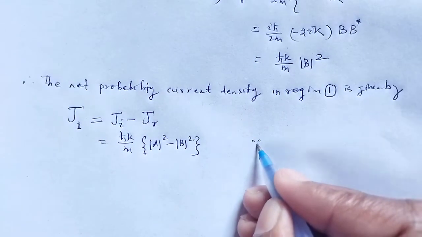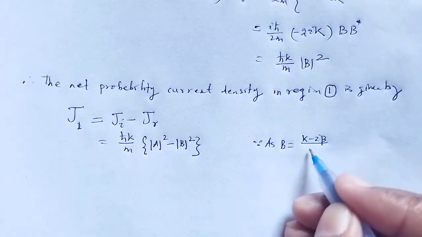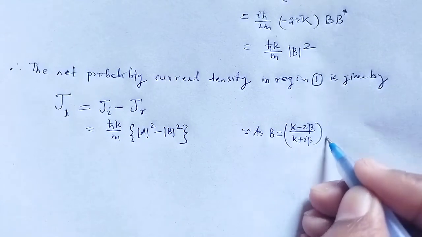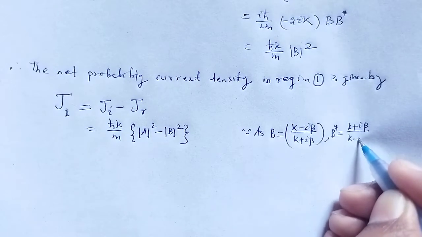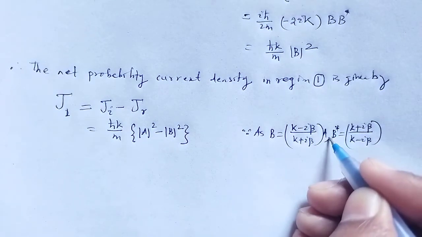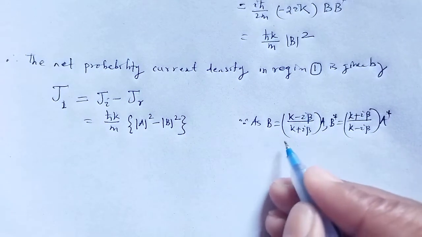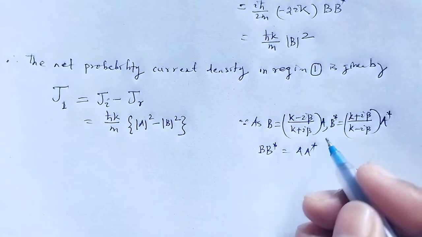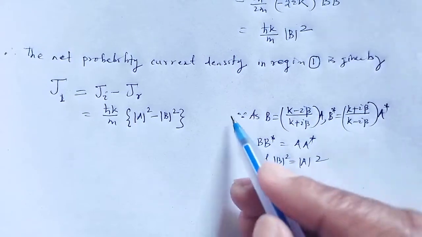Look here, as B is equal to (k minus iβ) divided by (k plus iβ), and its conjugate B star is (k plus iβ) divided by (k minus iβ), here B is equal to A, here conjugate is A star, okay. Then B into B star is same as A into A star, and its magnitude square same as its magnitude square.